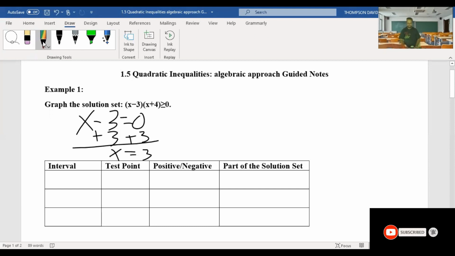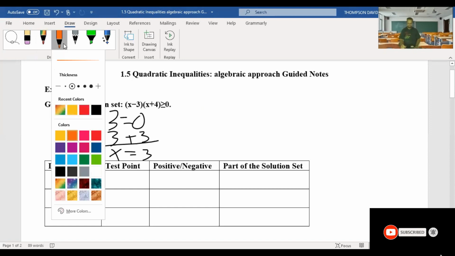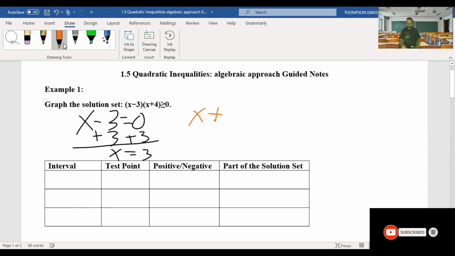Now the right side: x plus 4 equals 0. We'll subtract 4 from both sides, and we get x equals negative 4.